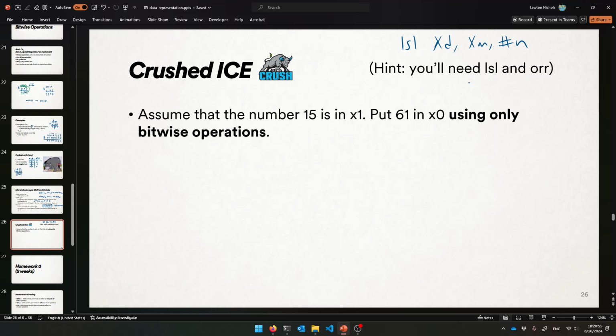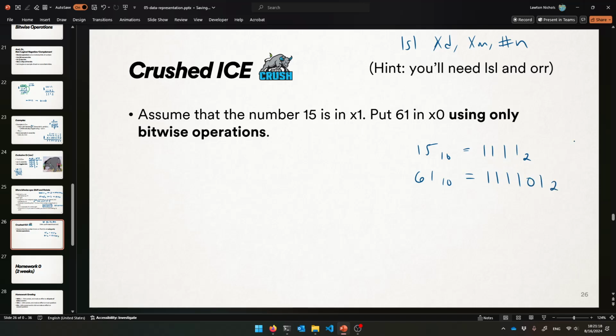All right, I claim that's all you need. So if 15 is in x1 right now, what does it look like? 15 in base 10, what is it in binary? It's just all ones. It's 4 ones. And then 61 in decimal, what is that in binary? You'll have to do some extra math, but it is this. It's 1, 1, 1, 1, 0, 1, base 2.